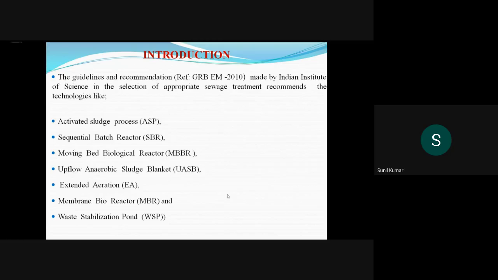But you can see here that constructed wetland is not appearing in this list, which indicates that there needs to be a lot of study on constructed wetlands and their implication for wastewater treatment. We are going to see in further slides what a constructed wetland is, how it is constructed, and what the advantages of the constructed wetland are.